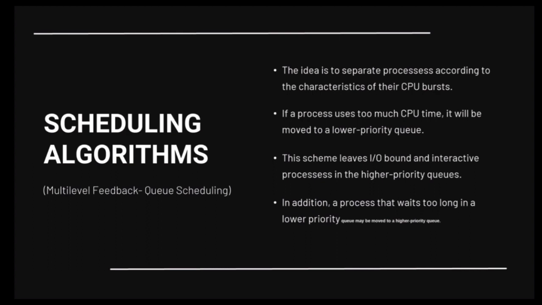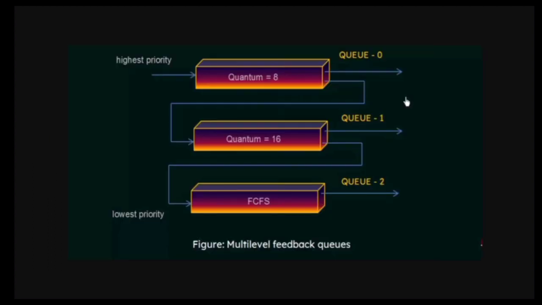In addition, a process that waits too long in a lower priority queue may be moved to a higher priority queue. Let's take this as an example. This is a multi-level feedback queues. The first one is Q0 is on the highest priority, and the second one is Q1. It follows the Q0 as a second highest priority, and Q2 is on the least or lowest priority.